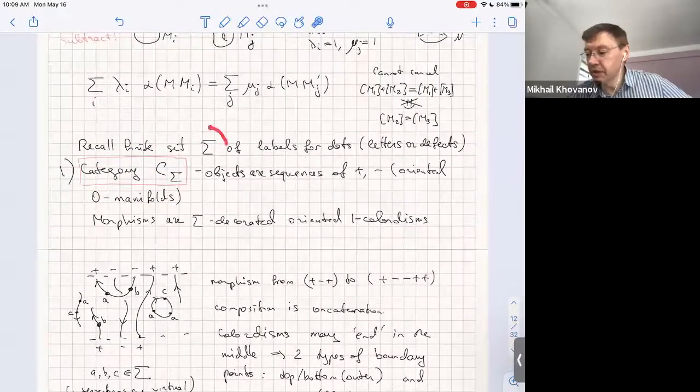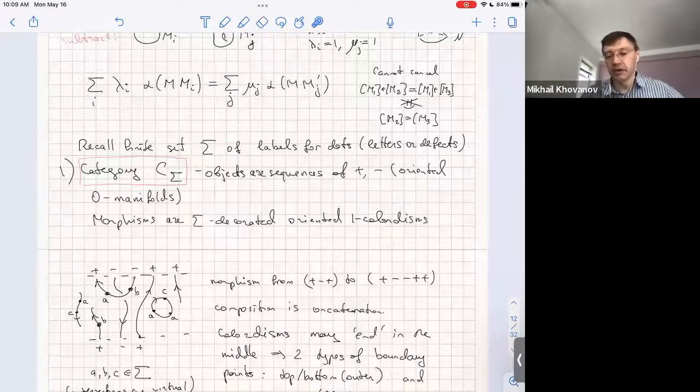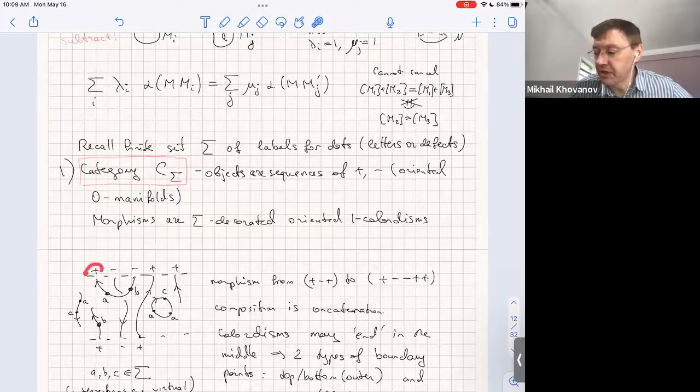And again, we have a set of labels for defects. We use the category C sigma. In this category, objects are zero manifolds that are oriented, so we just record them by sequences of plus and minus orientations. This is an example of a morphism from plus, minus, plus to plus, minus, minus, plus, plus. So this morphism is a one manifold. And to have more interesting examples, we allow manifolds to end in the middle. So we allow inner boundary points. These are outer boundary points. These are inner boundary points.